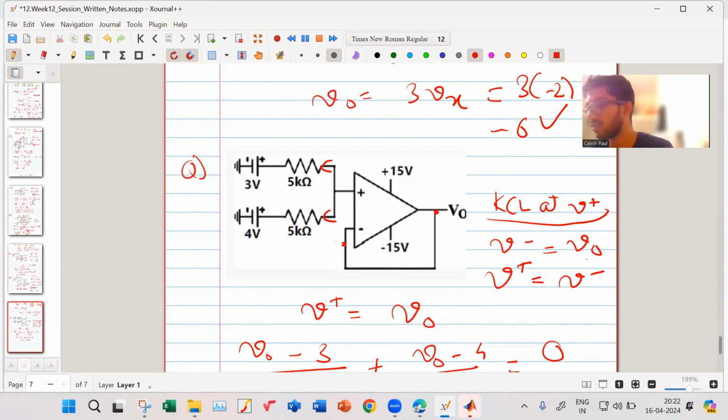In this case, your V output is directly connected to V minus. So we know for sure that V minus is V output. You don't need to have any doubt in that. Then you apply the virtual ground concept, and then you apply KCL at this one.